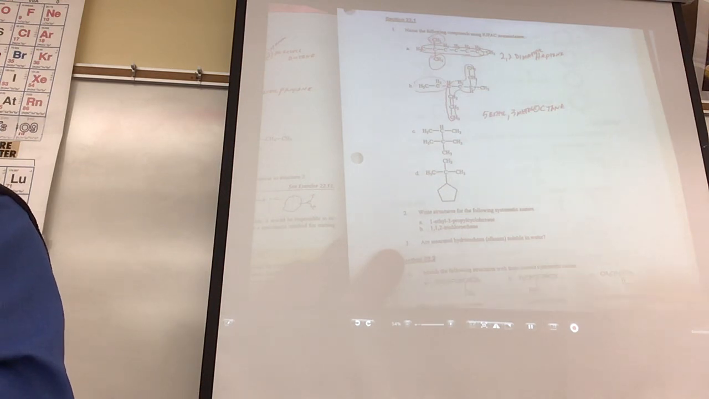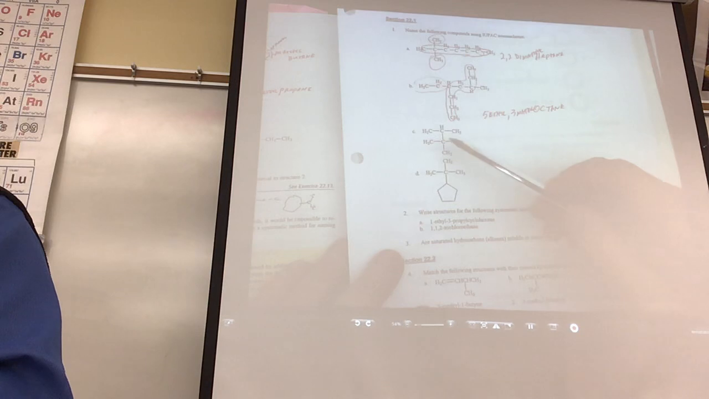1, 2, 3, 4, 5. I'm guessing 6. Okay, so the longest parent chain is 6, you said? 1, 2, 3, 4. What's the longest chain? There's not a line there. I was combining it with this one. Oh, you're combining it with this one. Rookie mistake.